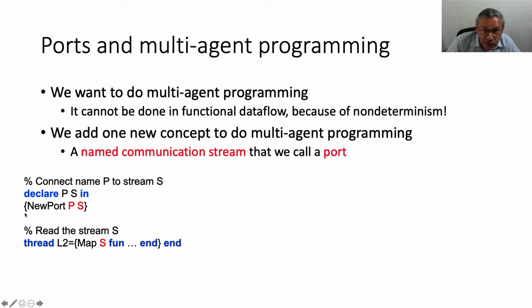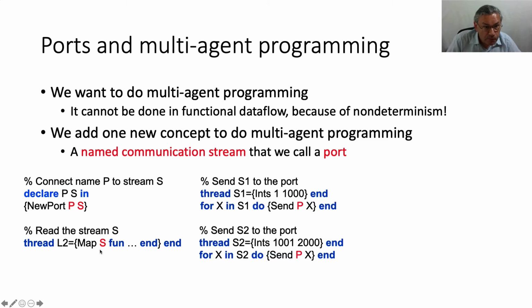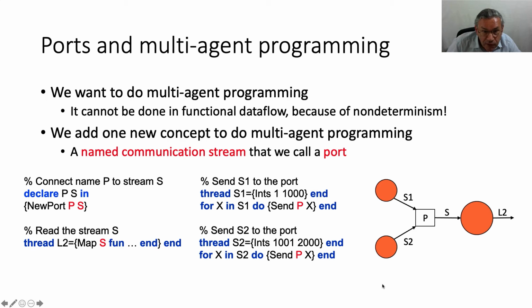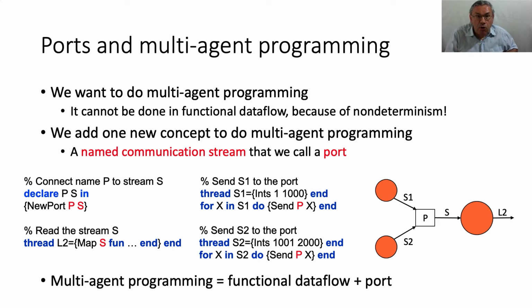So here on the left, in this code, a new port will connect the name P to the stream S. And here on the left, I have the thread reading the stream S with a map, just as before. But now I can have two threads, or agents, each of them sending messages to the stream. S1, send PX, and S2, send PX. So graphically, we can see that there are three processes here, and the port is receiving messages from S1 and S2, and they are being interleaved and passed on through S. In fact, multi-agent programming as a paradigm is simply functional data flow paradigm plus ports. You can see how adding one concept to a simple paradigm will give you another paradigm.